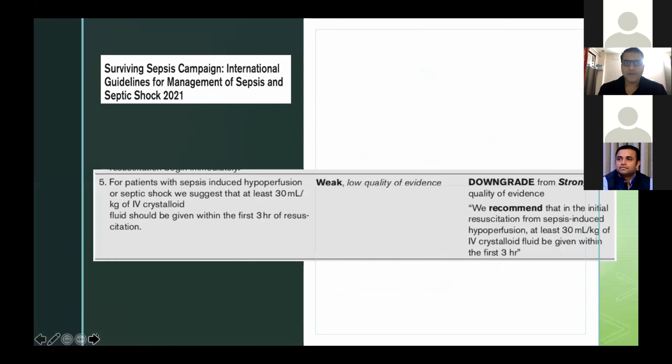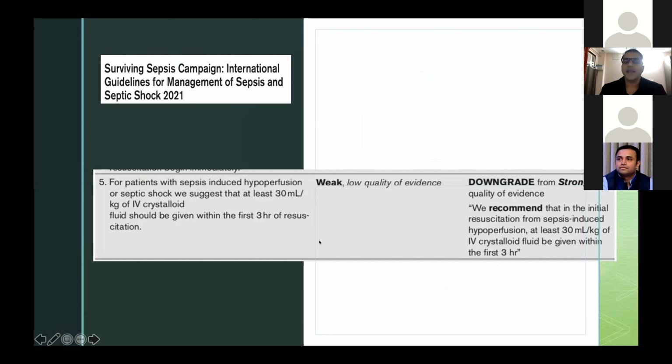Now, coming to the Surviving Sepsis Campaign, the latest guidelines of the 2021 edition. If we see closely, for patients with sepsis, we initially had a very strong recommendation for fluids, like 30 mL per kg in the initial 3 hours. There was even a range of 15 to 45 mL per kg, and we used to give fluids till the body was responsive to fluids.